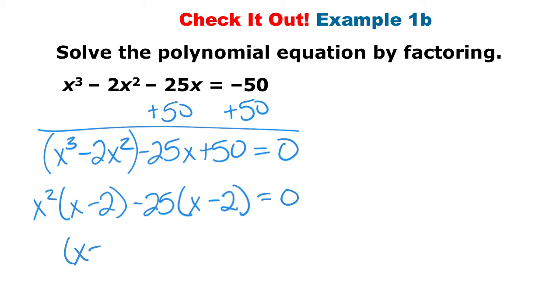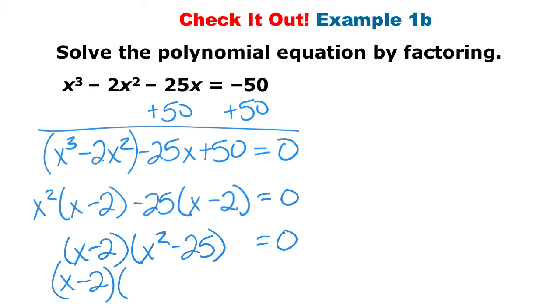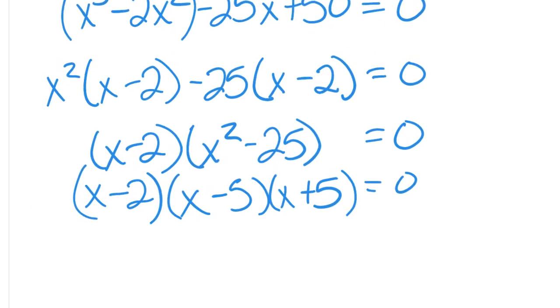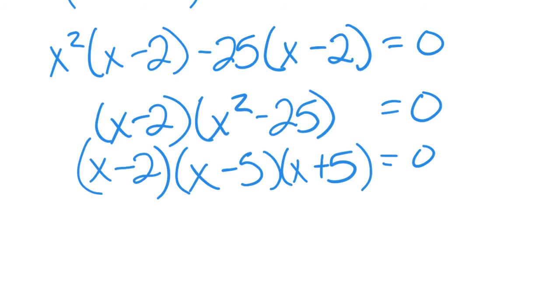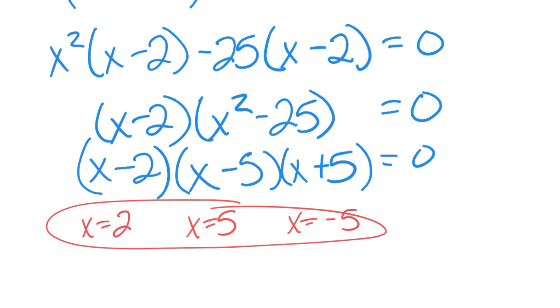Now x minus 2 is a common factor, and I'm left with x squared minus 25. I'm not done yet though, because x squared minus 25 can be factored into x minus 5 and x plus 5. This means that the 3 solutions are going to be x equals positive 2, x equals positive 5, and x equals negative 5. That's what x needs to be to make each of those pieces equal to 0.